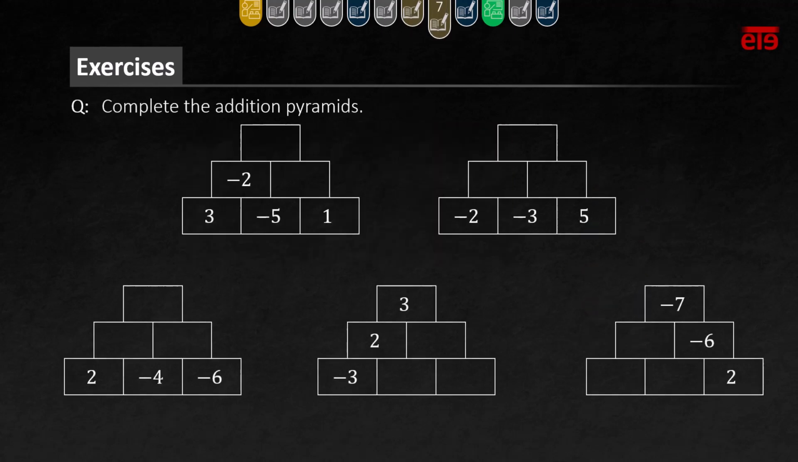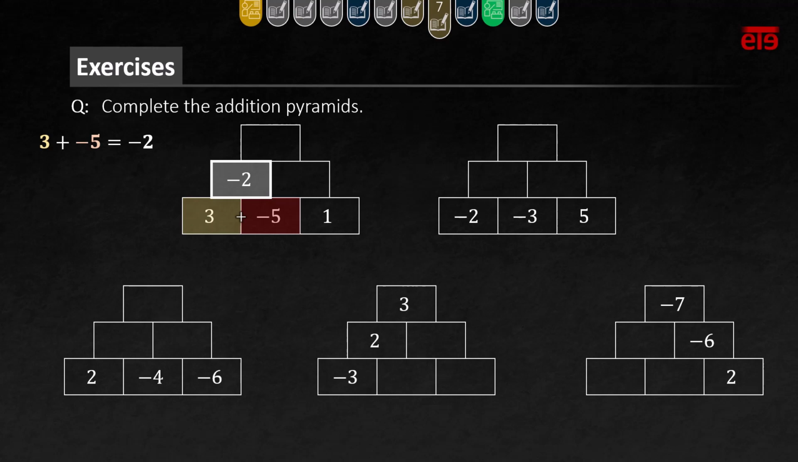In exercise 7, you can see the addition pyramids. Copy and complete the addition pyramids. We can add the 2 blocks to get the number above these 2 blocks. Here is an example. 3 plus negative 5 is negative 2. Negative 2 is already written in the block above 3 and negative 5.